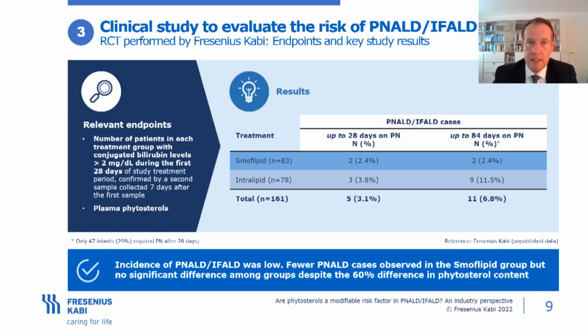Relevant endpoints of this study include the number of patients in each treatment group with conjugated bilirubin levels of more than 2 mg per deciliter during the first 28 days of the study treatment period, confirmed by a second sample collected 7 days after the first sample, as well as plasma phytosterol levels. Overall, there were only a few PNALD cases with an incidence of 3.1% over the first 28 days on PN and 6.8% for patients that received PN for up to 84 days. While there were numerically less patients with PNALD in the SMOF-lipid group, there was no significant difference among groups despite the 60% difference in phytosterol content.